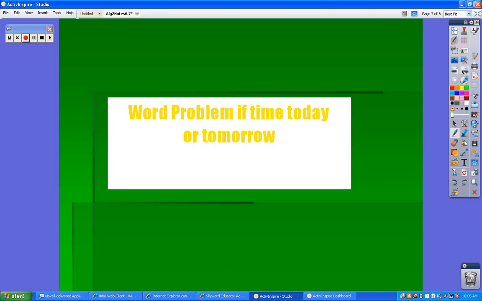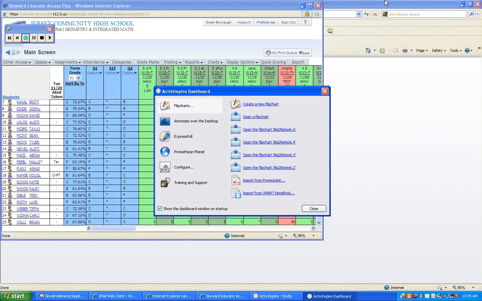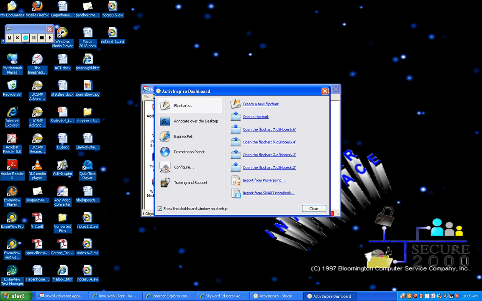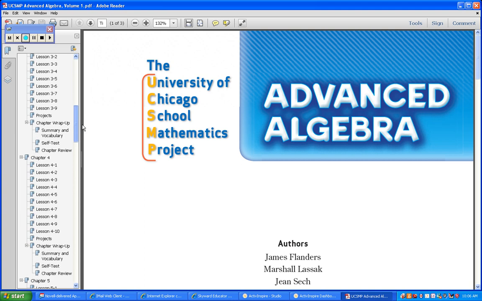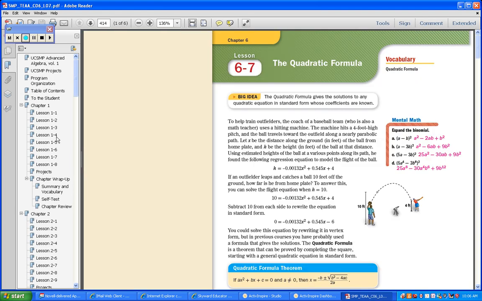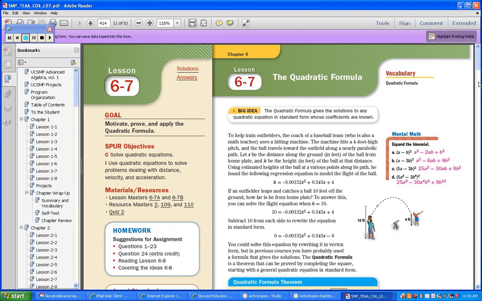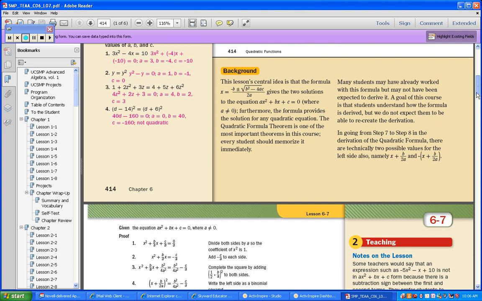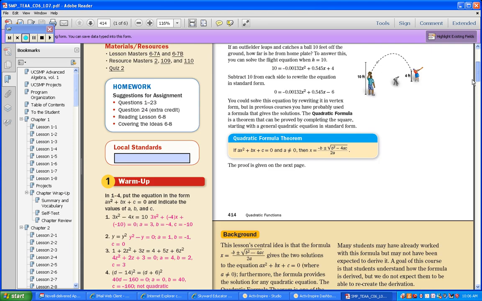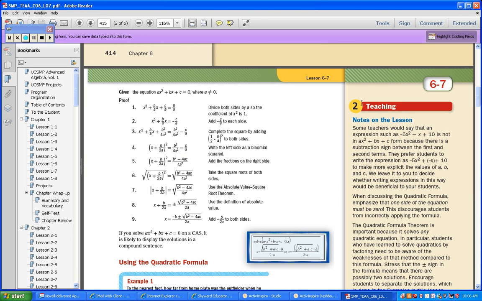Word problems of time. The other thing I did kind of go over real quick, and I know you guys probably won't think this is very interesting, but I did want to talk about it, is where this quadratic formula came from. This is 6, 7. And I think it was here in the notes. Yeah.